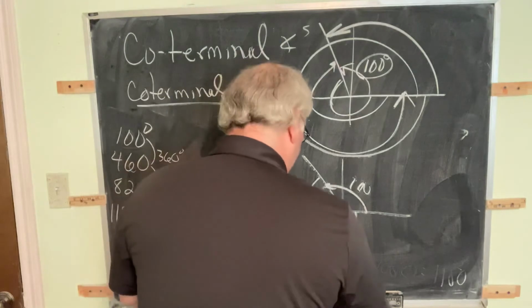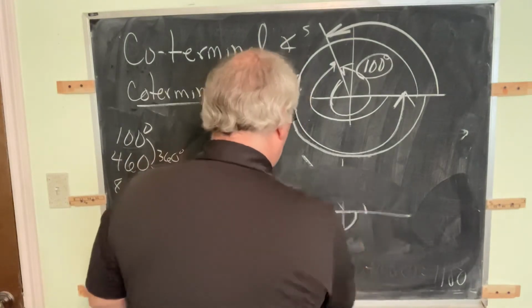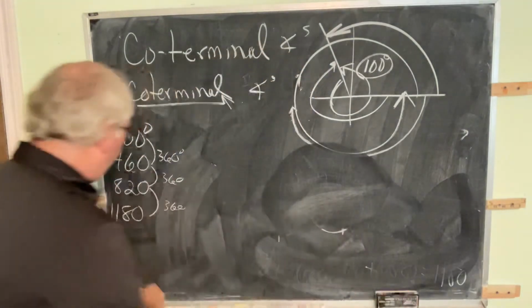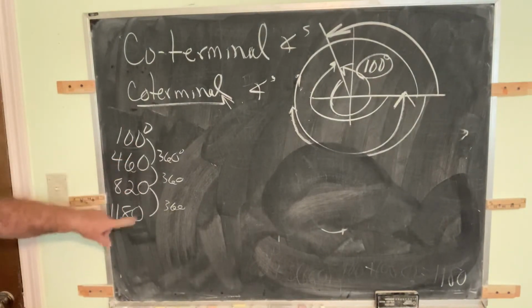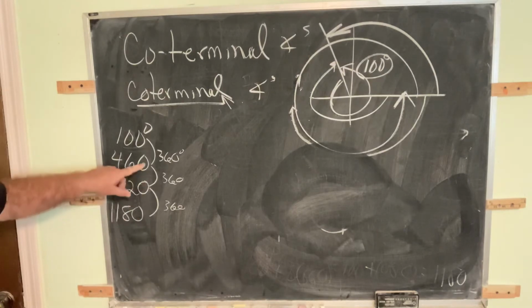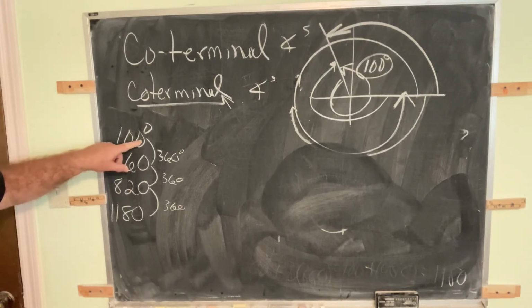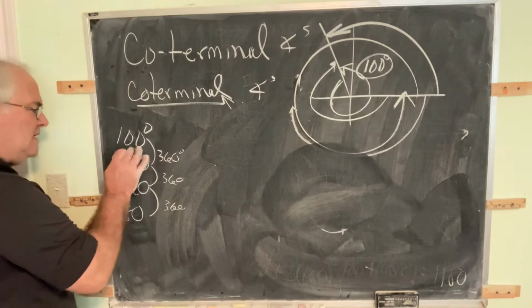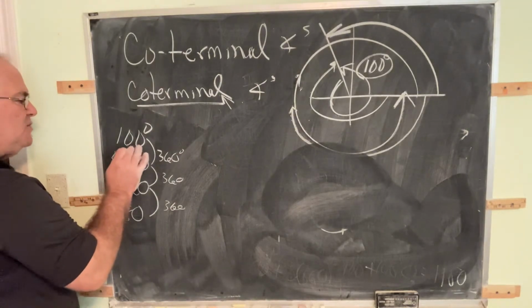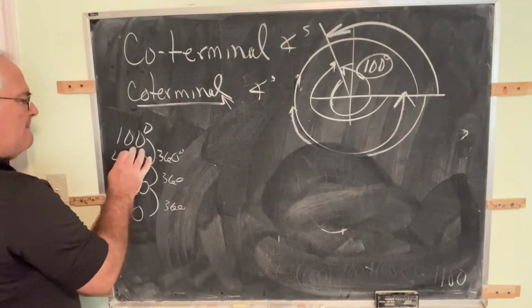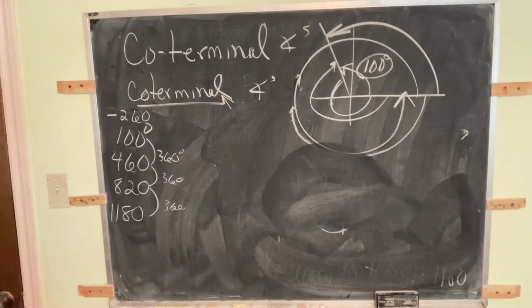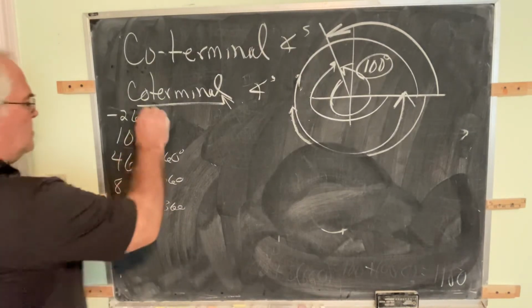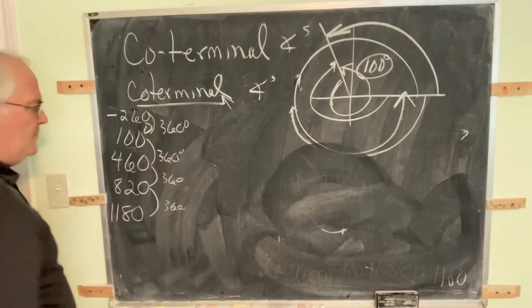And so let's think of it in a little bit different way here. To get from one to the other, you add 360, then you add 360, then you add 360. So to get from here to there, subtract 360, subtract 360, subtract 360. Do it again. Subtract 360, subtract 360. That's negative 260. And so that difference is 360 degrees.